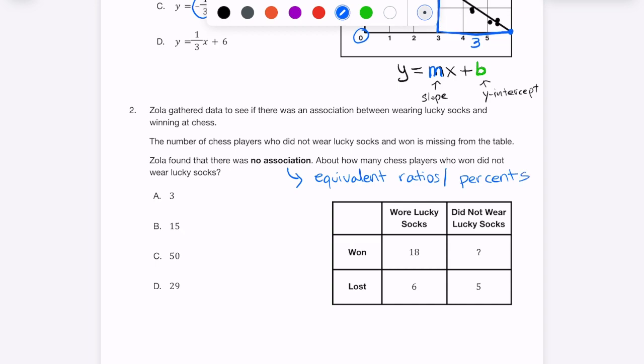I guess how I would do it quickly, just looking at it, is I would say, okay, there were 18 people who won who had lucky socks, and then there were 6 people who lost who had lucky socks. That's 3 times as many people. So if there is no association, we have equivalent ratios, so there should also be 3 times as many people who won and did not wear lucky socks, and there were just more people in general who won. So you do 5 times 3, which is 15.